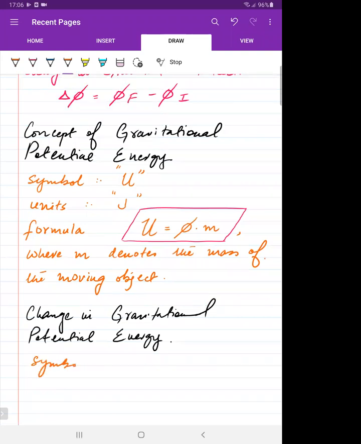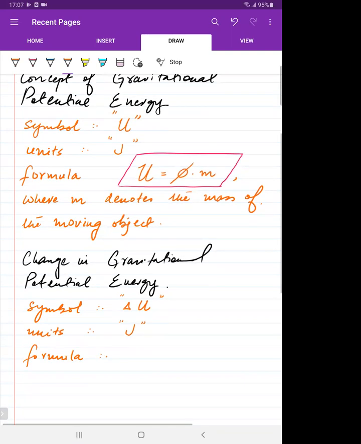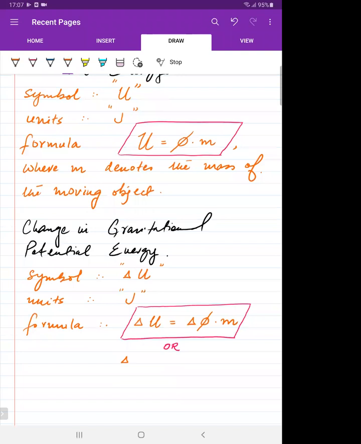So this is denoted by the symbol delta U. It is also measured in units of joules, and it is given by the formula delta U is equal to delta phi into m. This is one way of writing it down. I am making boxes as I go. Or alternately, delta U is equal to final value of phi minus initial value of phi, multiplied by m. Any one of the two results.